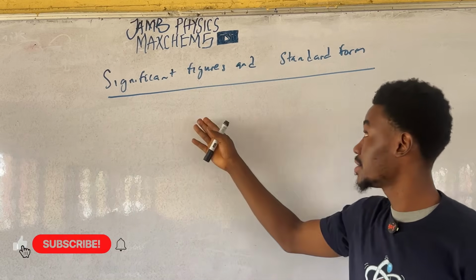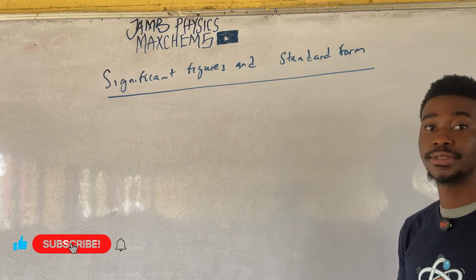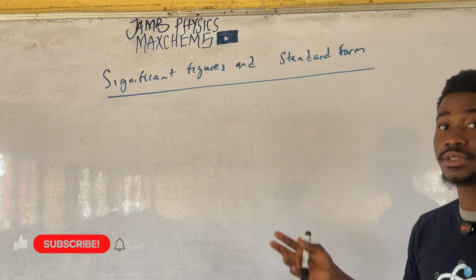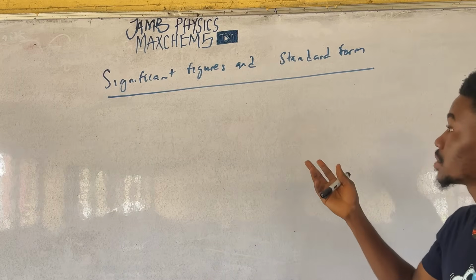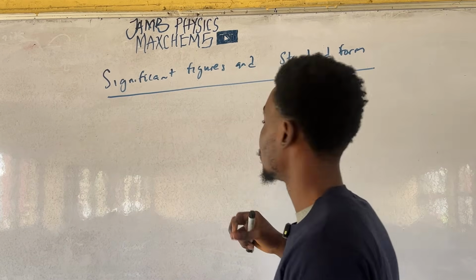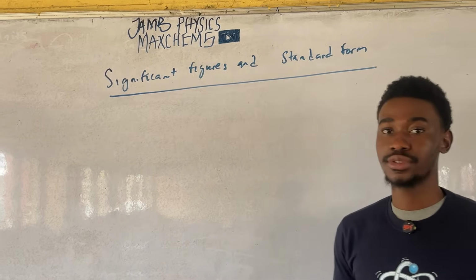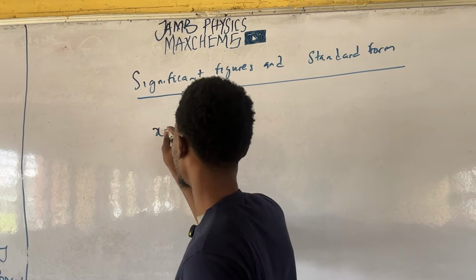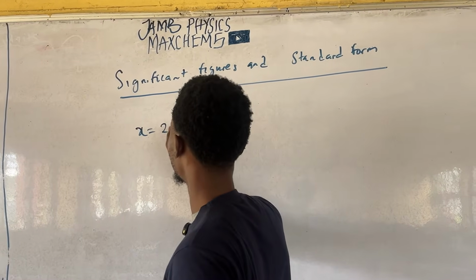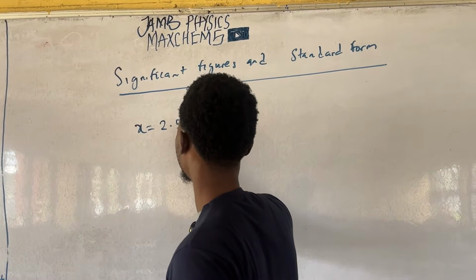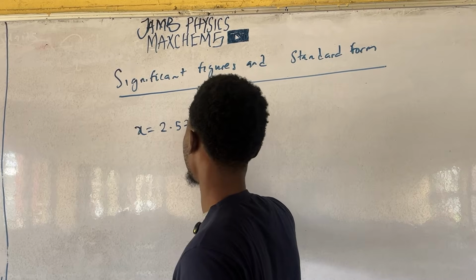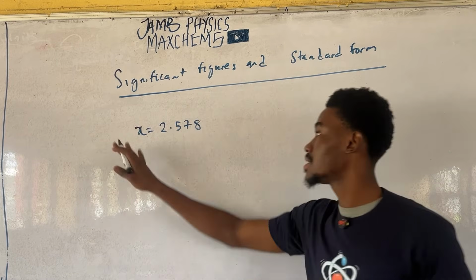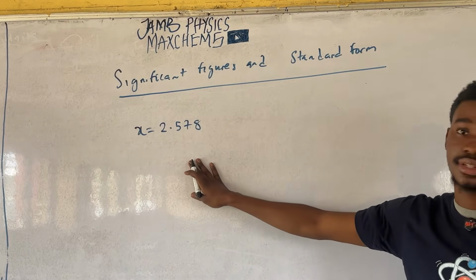So let's talk about significant figures and standard form. Significant figures are how we express decimal values. Let me give you a decimal, for instance. Let's say x is 2.578. So how many significant figures is this?